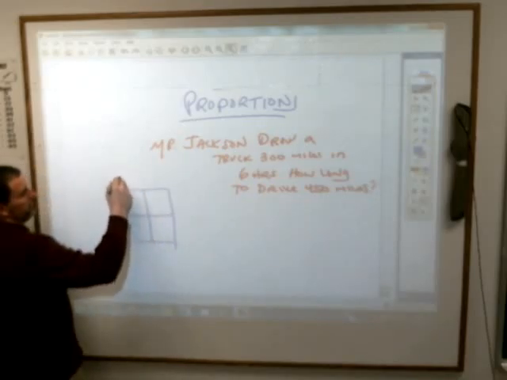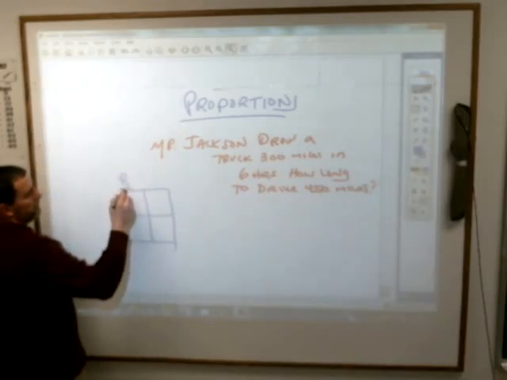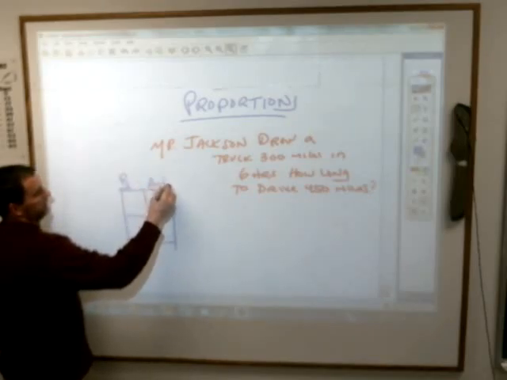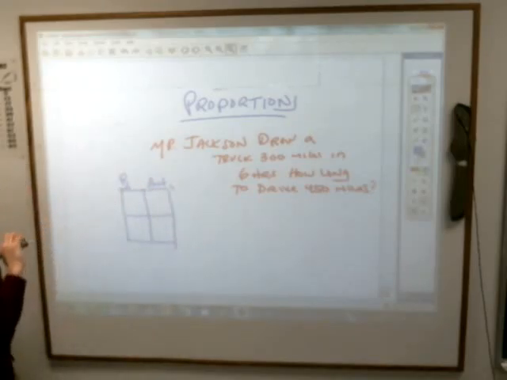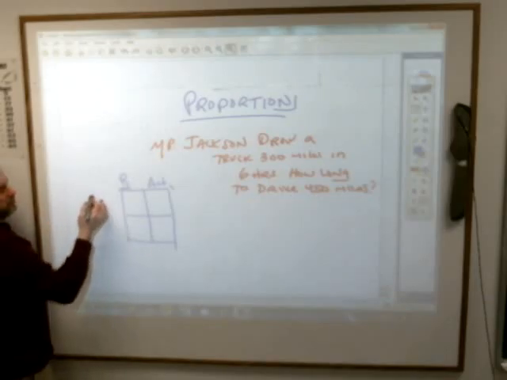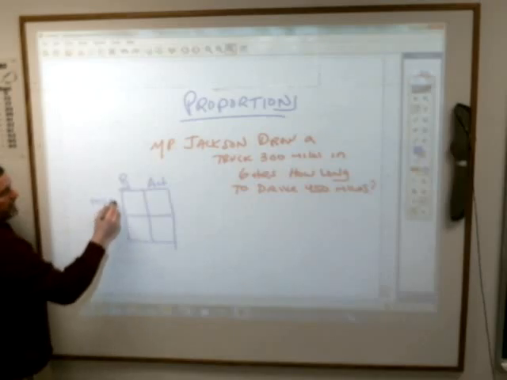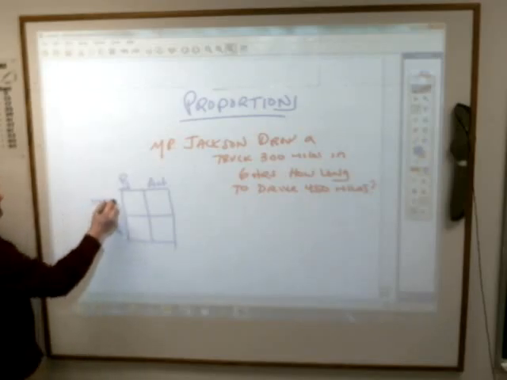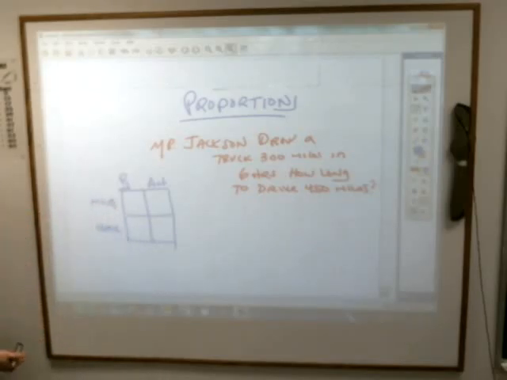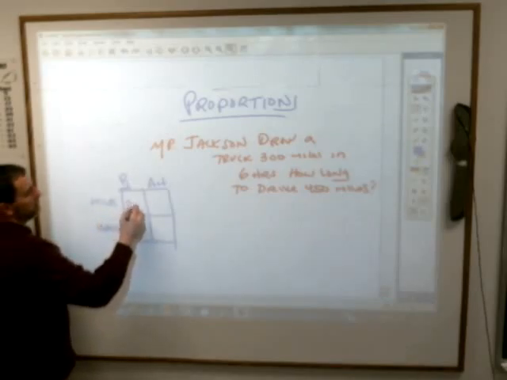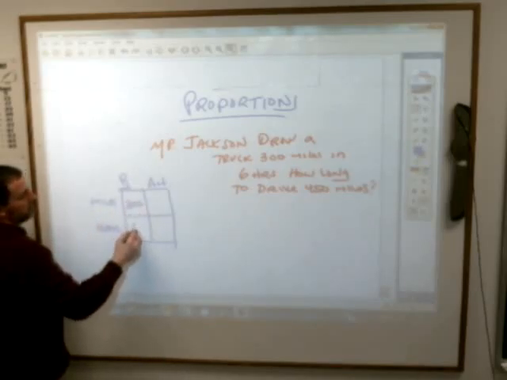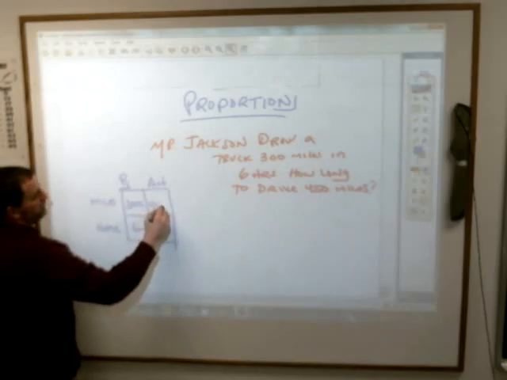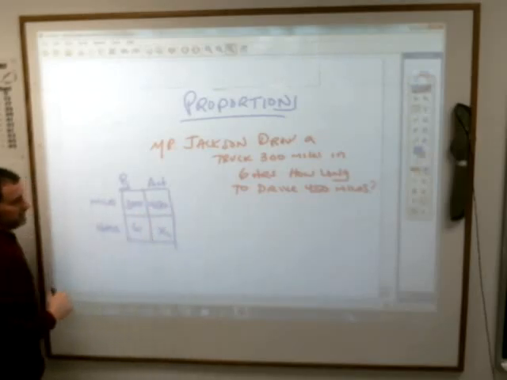Making equal ratios, you have to be careful how you do it because you can do it backwards if you're not careful. What two things are you comparing? You're comparing the miles to the hours, right? How many miles per hour? It doesn't matter if you put hours on top of miles on the bottom. You're saying, okay, in 300 miles it took him 6 hours, so for 450 miles, how long would it take him?